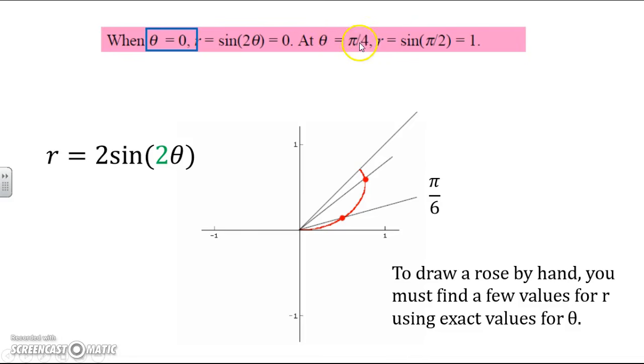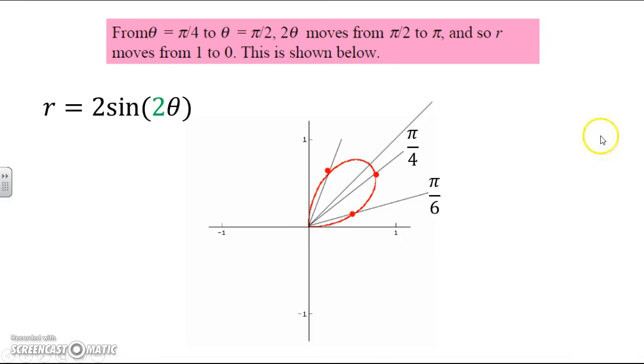Then let's pick theta equal to pi over 4. I'm going to plug that in. 2 times the sine of 2 times pi over 4 gives the sine of pi over 2, and that equals 1. So when theta equals pi over 4, R, the distance from the pole, remember R is always the distance from the pole, R equals 1. And then I know right here I'm at the end of a leaf, and I know that distance should be A.